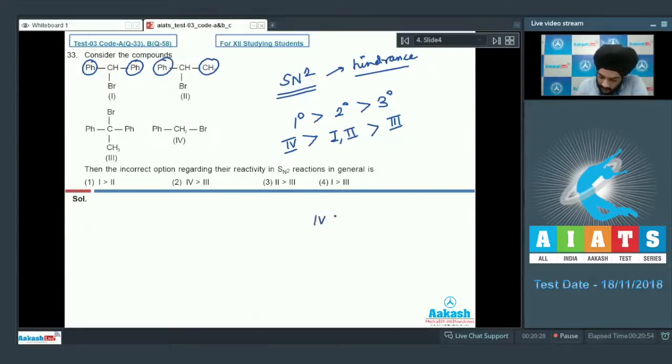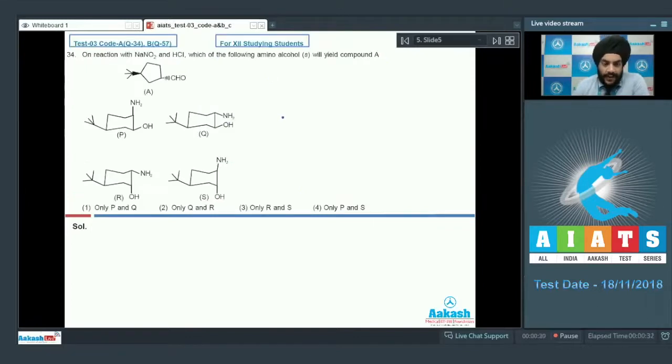So if you look at the correct order for ease of SN2 reaction, 4 is more reactive than 2, 2 is more reactive than 1, and 1 is more reactive than 3. So if you look at the options given to us, we have to mark the incorrect statement. So 1 is not more reactive than 2. So this is the incorrect statement, and we have to mark this as the answer to our question. The other options are all correct. So let us look at the next question now. Question number 34. On reaction with NaNO2 and HCl, which of the following amino alcohols will yield compound A?